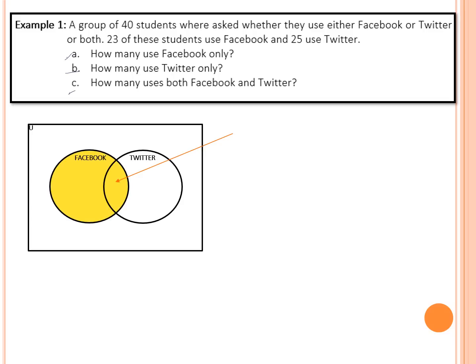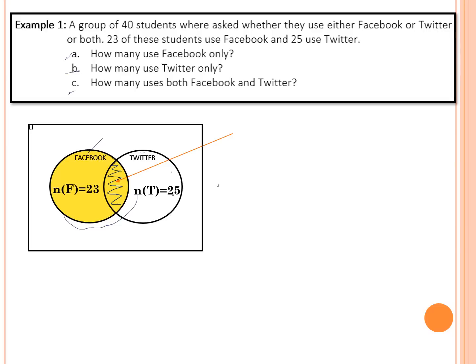Just like what we've learned a while ago, we represent those two sets using circles. The first circle is for Facebook, and the second circle is for Twitter. So this is the area of the intersection, the number of students who use both Facebook and Twitter. Based on the given, the number of Facebook users is 23, so that includes the whole circle for Facebook, and the number of students who use Twitter is 25.